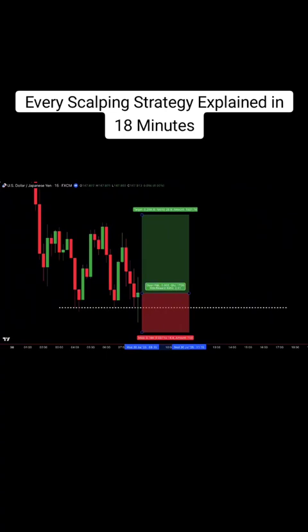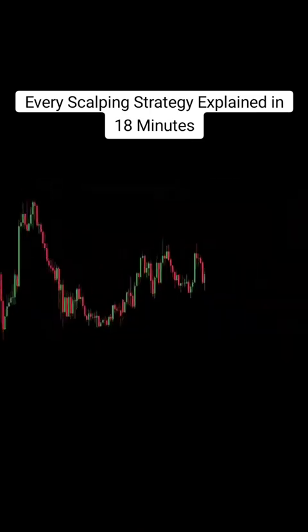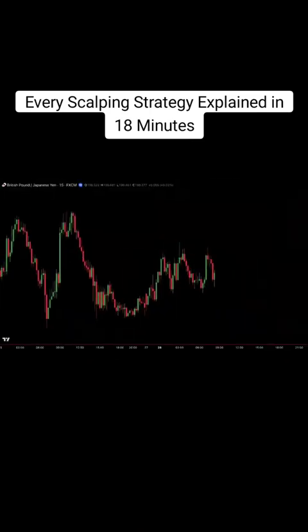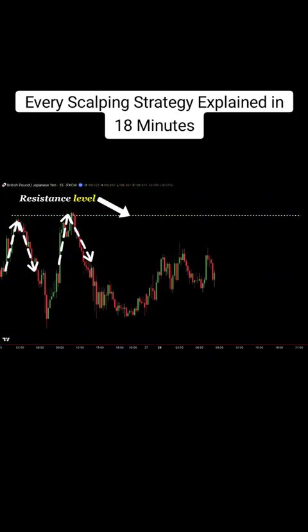Look at the result. The market moves up exactly as expected. Now let's look at a bearish example. Price hits this level and reverses. It hits it again and reverses again. That forms a clear resistance level. Now price approaches the level once more.